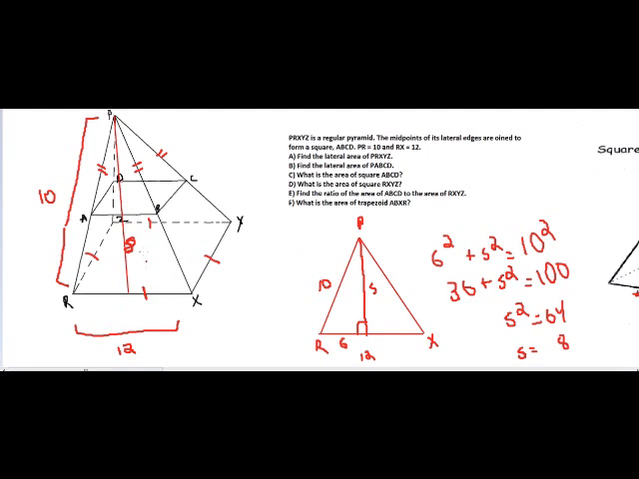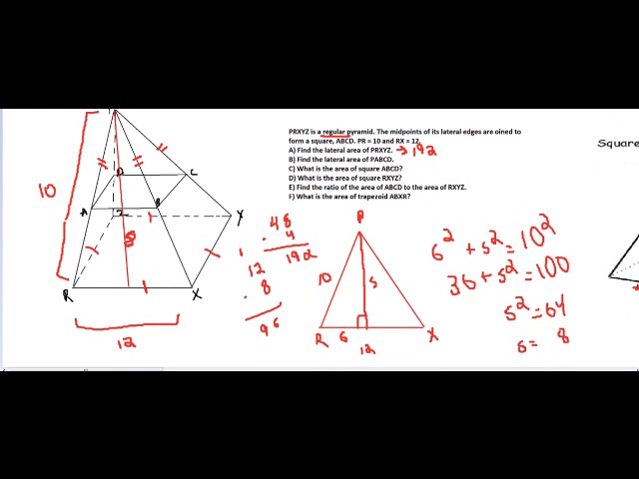So now we have the height and the base of this triangle, so we can find the whole area of this triangle. So we can do 12 times 8, which is 96. But we need to divide by 2, and if you divide 96 by 2, you get 48. Now that's just the area of one of these triangles. In a regular pyramid, which we have here, all of these triangles are congruent. So you can do 48 times 4, you get 192. And that will be the lateral area of PRXYZ, 192, because we didn't add in the base, just the triangles.